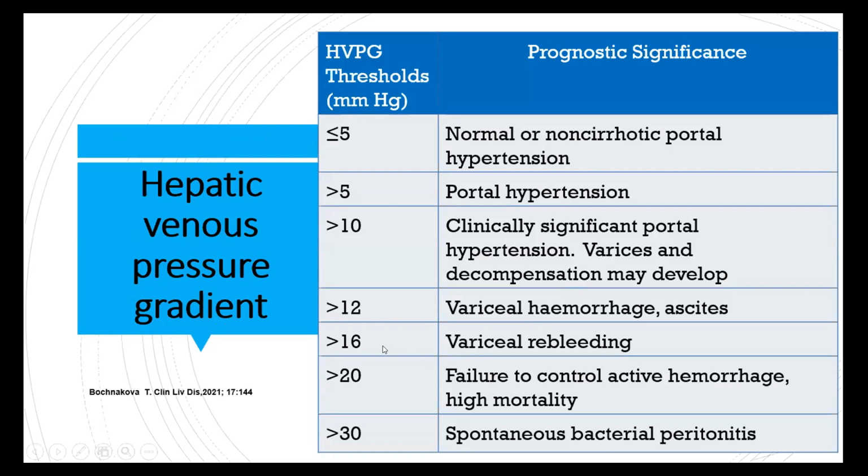and the risk becomes more after 16 millimeters of mercury. Then if the patient's hepatic venous pressure gradient is more than 20, there is a high risk that we will not be able to control the variceal hemorrhage, and this is more associated with mortality.